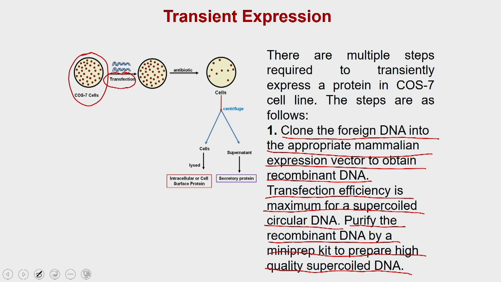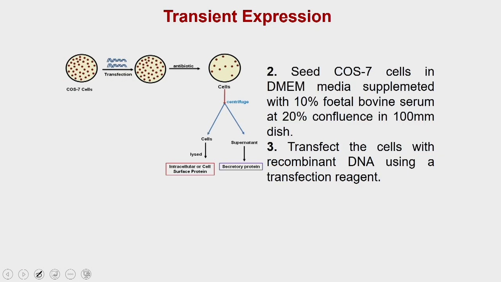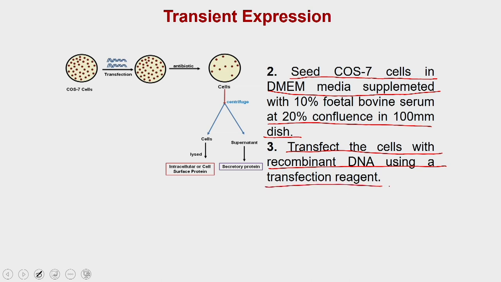Once that is done, then in the second step, you do the transfection. You seed the COS7 cells in DMEM media, which is the standard media recommended for growing COS7 cells, at a confluency of 20% in a 100 mm dish. Once the cells are adhered and ready, you transfect these cells with the recombinant DNA using the transfection reagent.